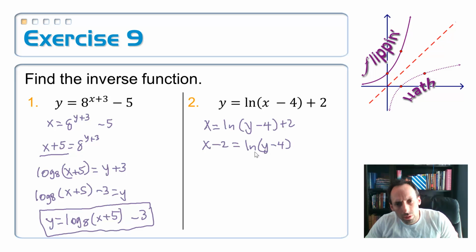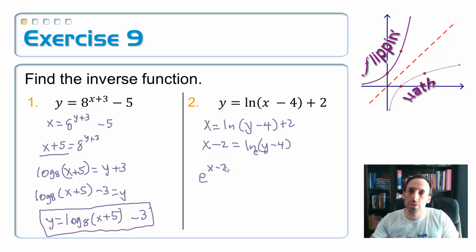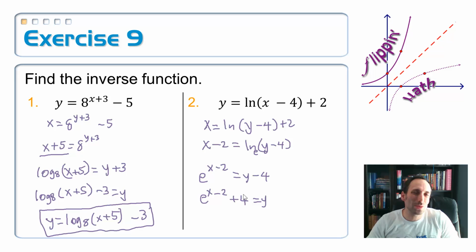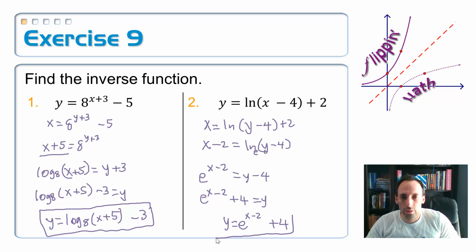What's the base? Remember, the implied base on natural log is e. So e raised to the x minus 2 power, because the answer to a logarithm is always an exponent, is equal to y minus 4. Get the 4 over to the other side by adding it: e to the x minus 2, this is not part of the exponent, plus 4 is equal to y, and then just switch sides to make it look pretty. y is equal to e to the x minus 2, plus 4. Not plus 4 power, just plus 4.